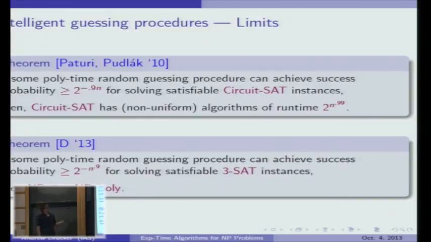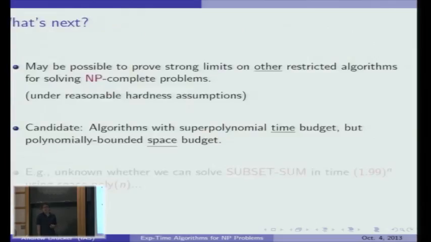Okay, so that's what has happened for these intelligent guessing procedures. This is one paradigm for exponential time or improved NP algorithm design. But there are others out there. And I think that using maybe some of the ideas developed in this work, we can move on to show that other restricted paradigms of computing are weak for NP-complete problems. One conspicuous candidate is algorithms that have a superpolynomial time budget, but only a polynomially bounded space or memory usage budget.